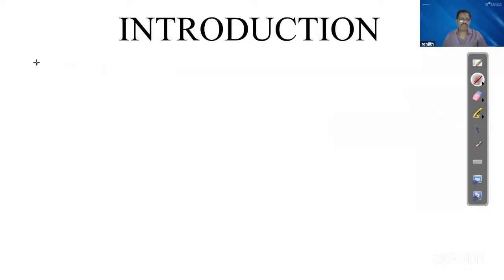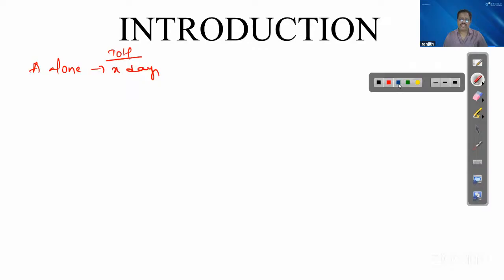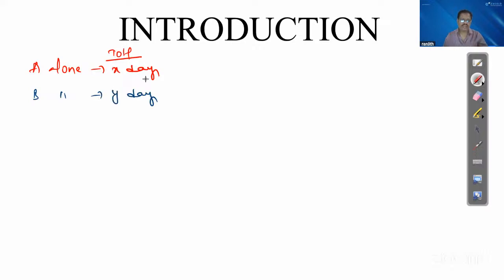Just look at here. A alone can complete the total work in X days. B alone can complete the total work in Y number of days. And the question will be: in how many days can A and B together complete the work?